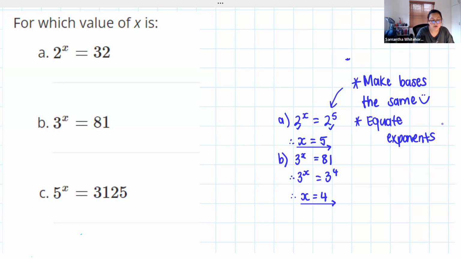Right, so exponential equations are really not too tricky as long as you can make your bases the same. So now we've got in question C, 5 to the power x is equal to 3,125. That's quite a big number, but I've now shown you how to do it on your calculator. I want you guys to try that quickly for me and tell me what x is. What is the value of x in question C?